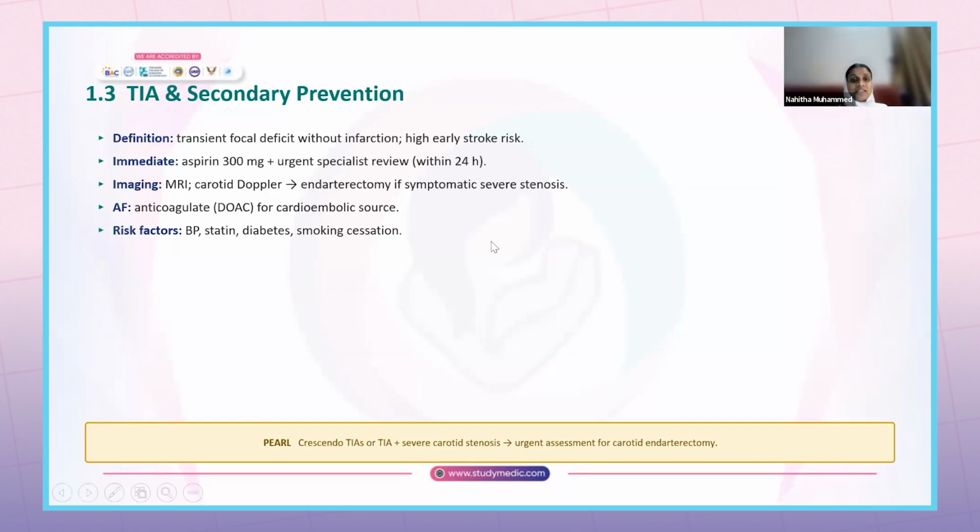Now, the other part other than stroke we have to study is the transient ischemic attack. Transient ischemic attack is a transient focal neurological deficit without any infarction. So it is a high predisposing factor for immediate stroke. When the patient complains that she had a deficit but now it is resolved, we have to start aspirin and put it up for urgent specialist review. And we have to do imaging, and here comes the importance of carotid Doppler, to see how much percentage is affected. Then go for endarterectomy.